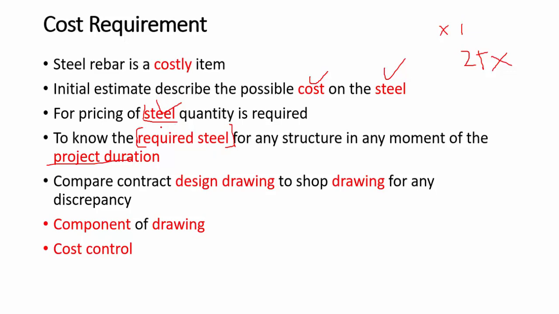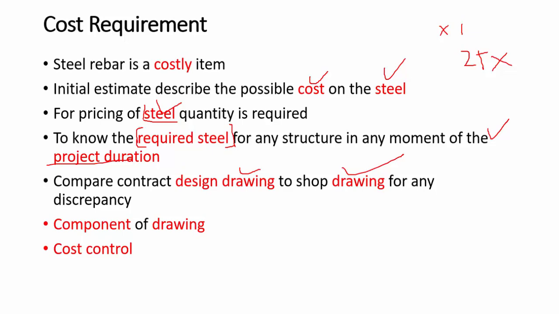So as a QS there should always be a bar bending schedule, bar bending table, and the quantity, so that whenever it is required by any department like site or procurement department, it is available to give. Compare design drawing to shop drawing. It is also an important point, because our contract drawing is a different drawing, and shop drawing is according to the construction to proceed.